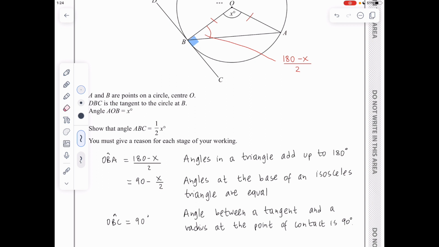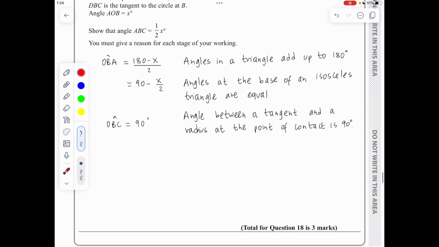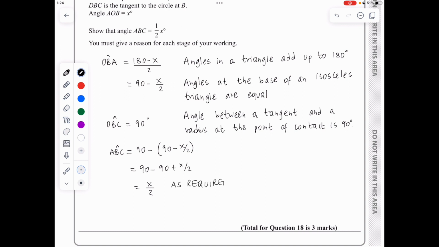And therefore we conclude that the angle we're trying to find, the angle ABC, is simply the right angle 90 minus the angle OBA. So we therefore say that ABC is equal to 90 minus the 90 minus x over 2, which is 90 minus 90 plus x over 2, which of course gives me the x over 2 as required.